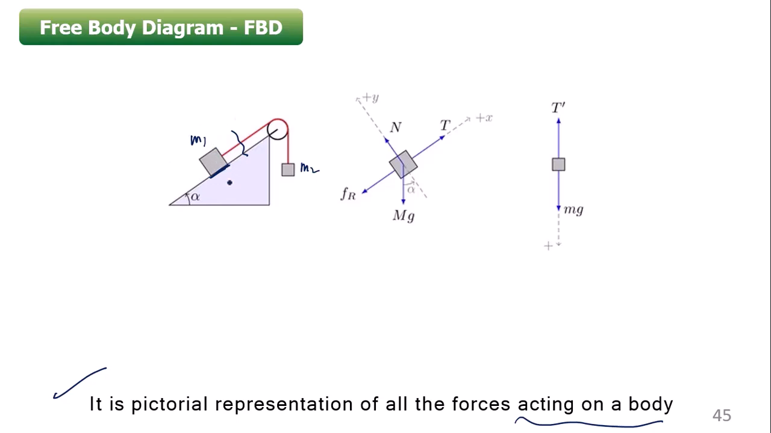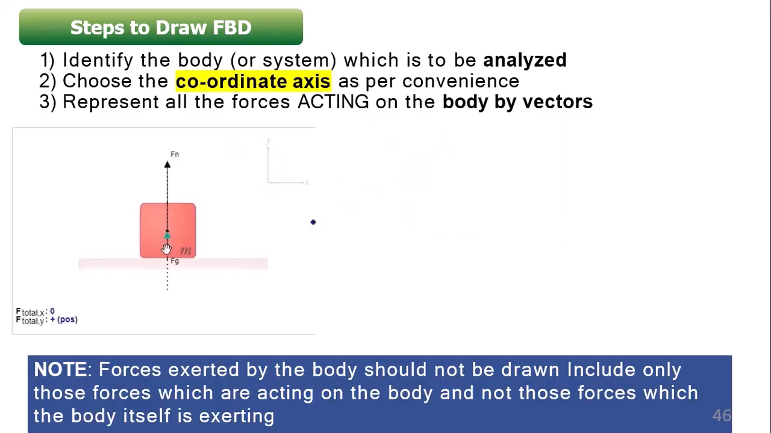So on the M1 mass, there is one tension force acting, one normal force acting, and one mg force acting. If the friction is there, then the friction will also come into the picture. Similarly, on the M2, you have to cut the string. Since these are connected with a single string, the tension over here should be the same as the tension over there. Both are the same, and there is one mg force acting downward. So like this, you have to identify different forces on the body.